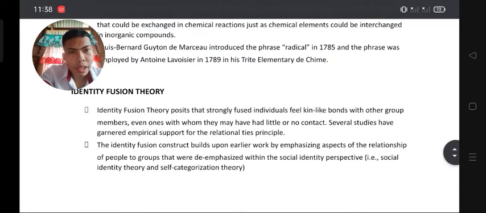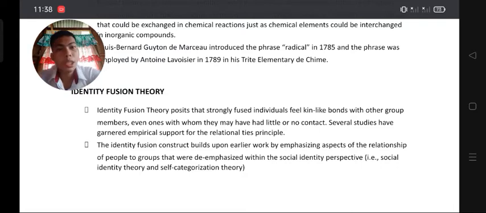Identity fusion theory. Identity fusion theory posits that strongly fused individuals feel kin-like bonds with other group members, even ones with whom they may have had little or no contact. Several studies have gathered empirical support for the relational ties principle. The identity fusion construct builds upon earlier work by emphasizing aspects of the relationship of people to groups that were de-emphasized within the social identity perspective, social identity theory, and self-categorization theory.